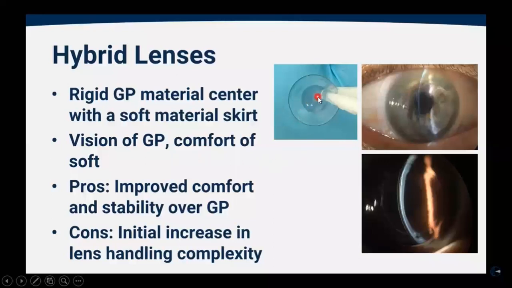So what is happening because of this? This RGP material gives a very good vision at the irregular cornea, and because of the soft part, the lens would be more comfortable on the cornea. So vision of GP at the center and comfort of soft across the peripheral cornea. One of the advantages of these hybrid lenses is that comfort would definitely be more, and the lens will be more stable because the diameter is large.